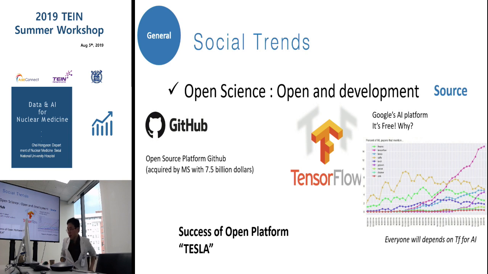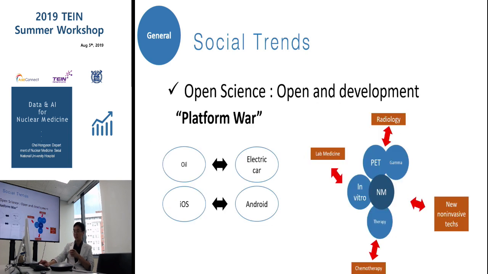And Google also opened their AI platform, TensorFlow, because it's freely downloadable from the internet. Google opened TensorFlow because they want all researchers to use it. It's the power of Google, because open data makes many researchers depend on their platform. So every researcher depends on TensorFlow in the artificial intelligence fields. So this era of open science becomes a platform war.